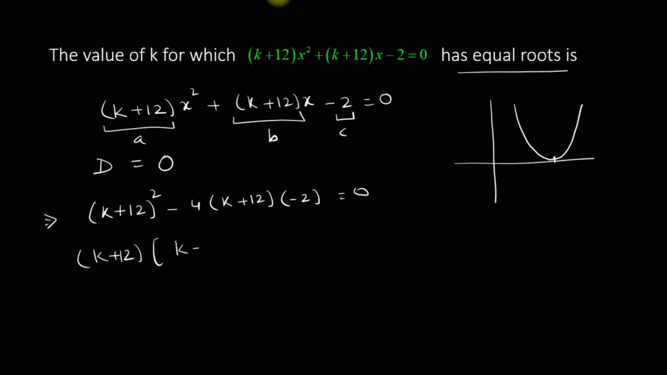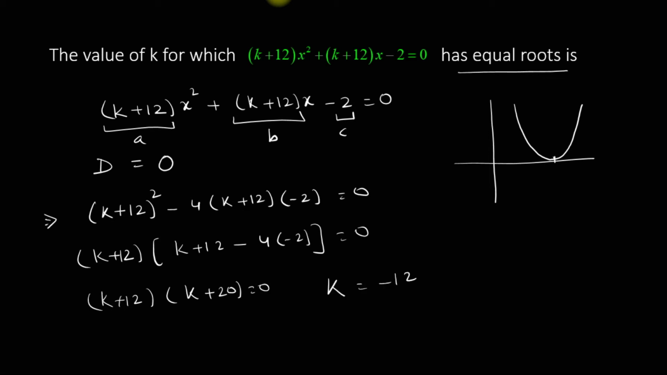So we have (k + 12)(-4)(-2) = 0. So we have (k + 12) × ... we get k + 12 + 8, that is 20. So we get two values of k, that is k = -12 and k = -20.